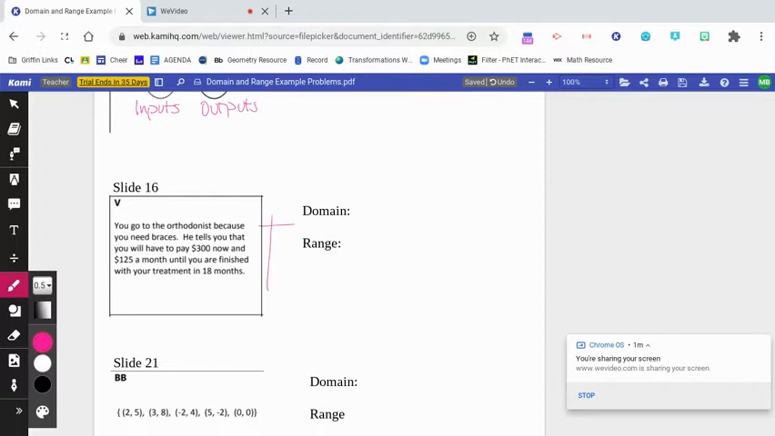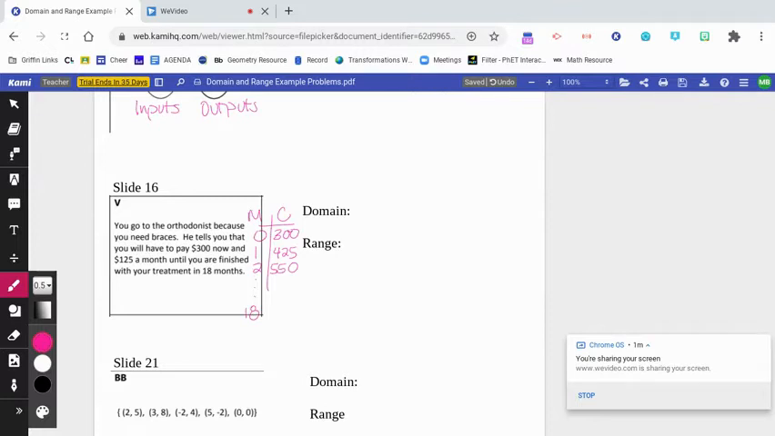So I'm comparing the number of months that go by and my total cost. Well, it says you have to pay $300 now. That means 0 months have gone by and I've already had to pay $300. And then each month I have $125 extra. So it's going to increase by $125 every month. Now this pattern is going to continue until we get to the 18-month mark. And we need to figure out what that total cost is going to be.